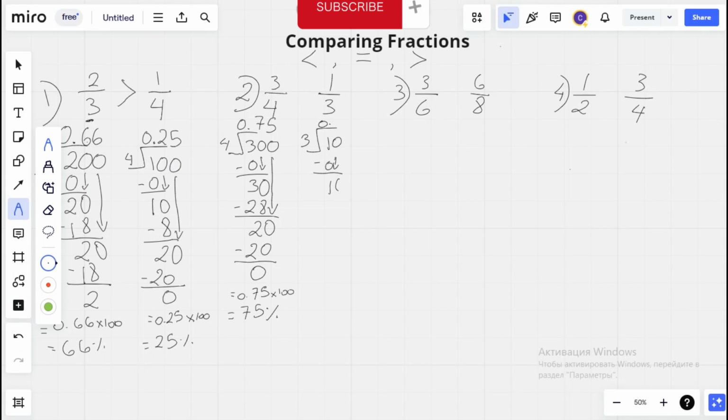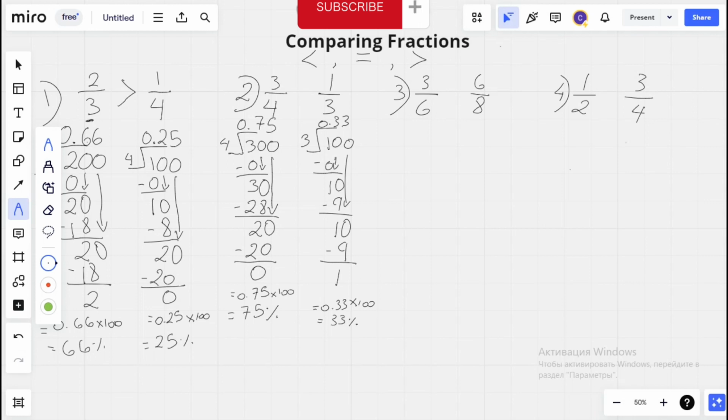Bring down the 0. How many 3's can you put in 10? 3. 3 times 3 equals 9. 10 minus 9 equals 1. Bring down the 0. And it will keep going like this forever. So we just stop over here. So our answer is 0.33. Let's turn it into a percentage. It will be 33%.